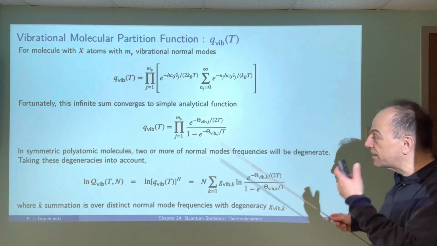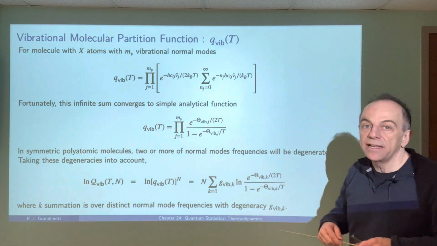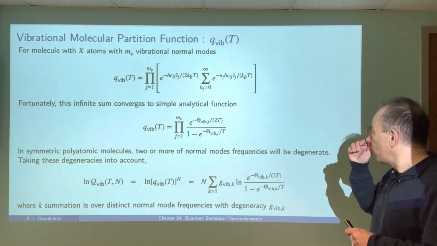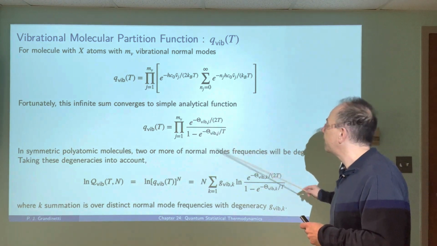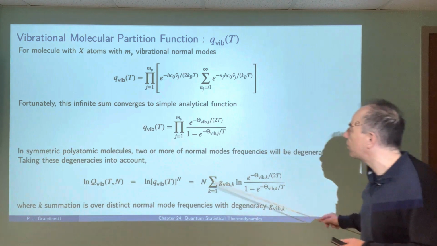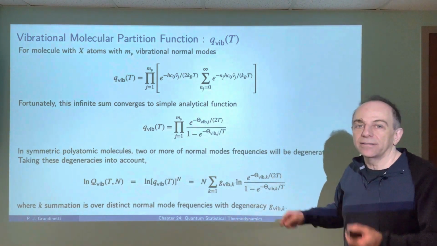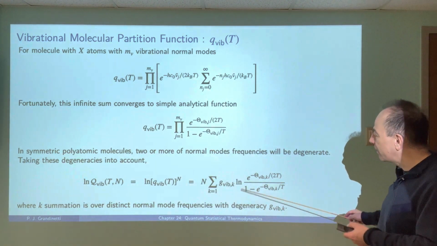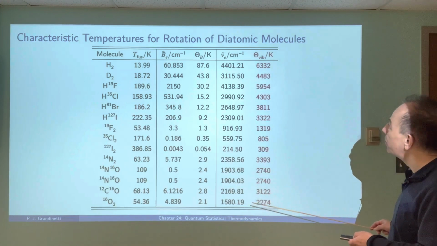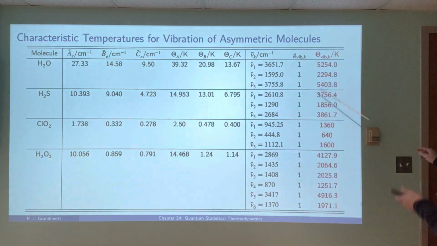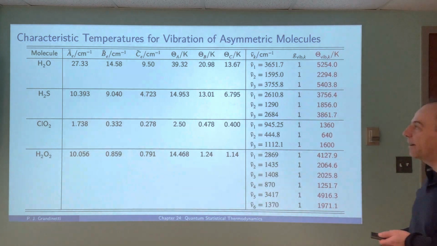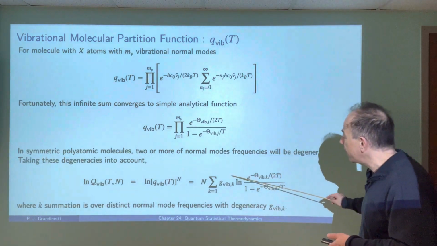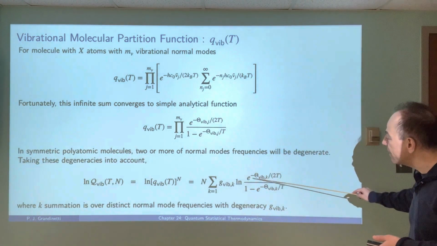Now, in symmetric polyatomic molecules, it turns out that some of the vibrational modes are going to be degenerate. They're going to have degenerate frequencies. So when we do this product, or the summation after we take the log, we don't need to include some of these multiple times, since they're going to have the same frequency. So if you look in the tables, we can add a degeneracy. In this case, they're all 1, but for some more symmetric molecules, you'll see the degeneracies increase from 1. So in our tables we'll have a degeneracy and the characteristic temperature.